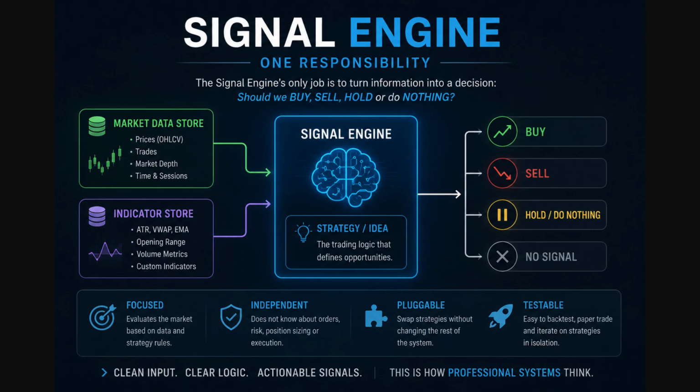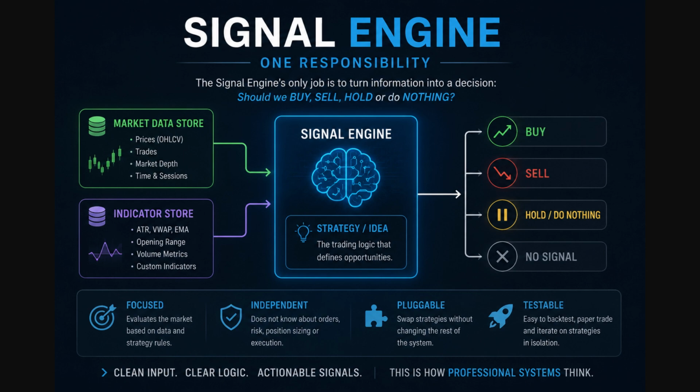On one side, market data and indicators flow in. On the other side, trading signals flow out. Its responsibility is simple: implement the trading logic and strategy rules that determine whether we should buy, sell, exit, or simply do nothing. To make those decisions, the signal engine has direct access to the market data store and the indicator store. It doesn't need to calculate indicators or process raw market data itself. That work has already been done by dedicated components. This allows the signal engine to focus entirely on making clean, objective decisions.